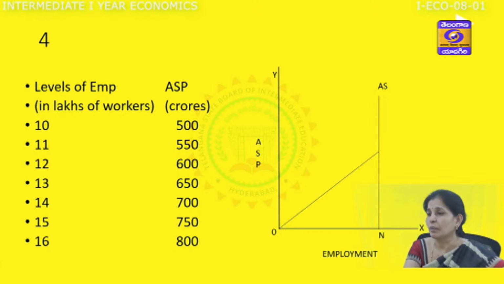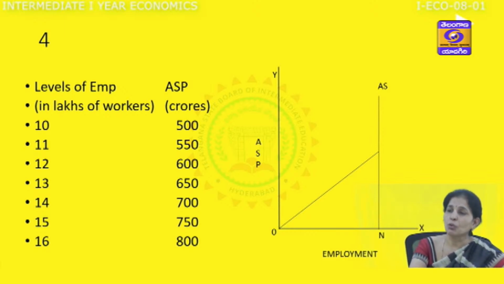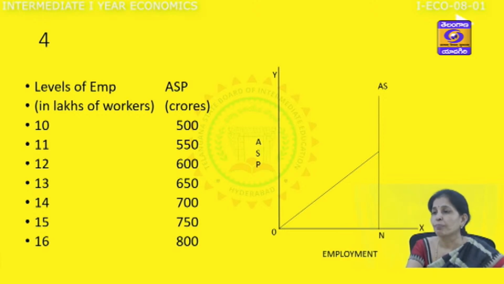Here we have a graph. On the x-axis we show employment, and on the y-axis we show aggregate supply price. It starts from the origin, which indicates that when there is no employment, there is no supply of the commodity. ON is the level of employment where the aggregate supply becomes vertical, parallel to the OY axis, which shows that there is no further increase in the supply of the commodity.